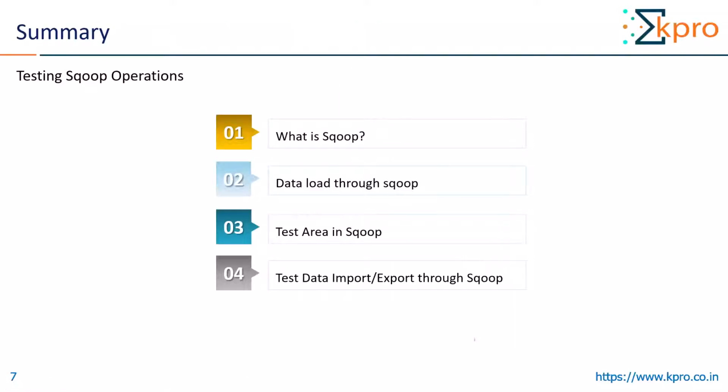That's all for today. Let me quickly summarize the topics which I have covered. First, I explained about Sqoop. Then we have seen how data can be loaded through Sqoop. And then we have seen test areas in Sqoop. And finally, we have seen testing the data imported or exported through Sqoop.